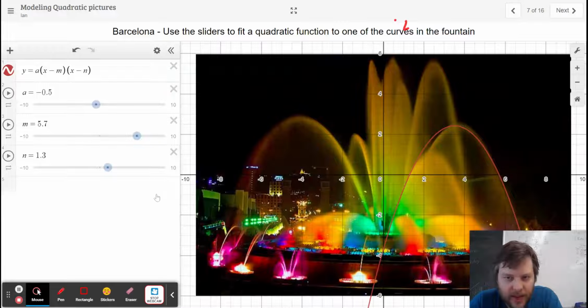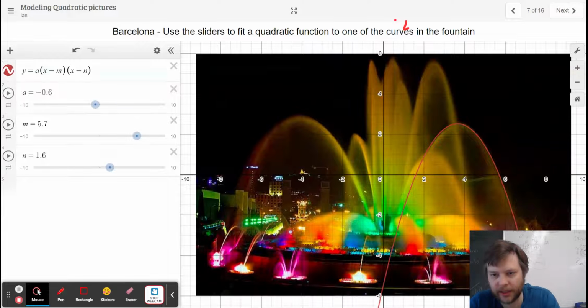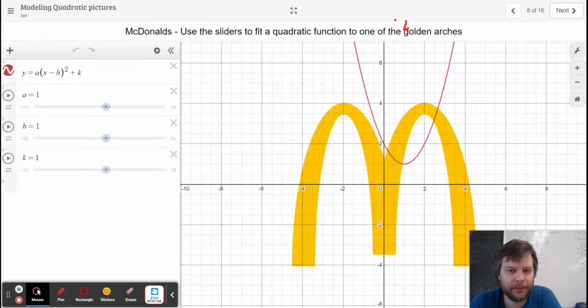Almost. I'm trying to get that one right there. I think I need to move this a little bit. It's kind of hard to see exactly with the different arcs. That looks pretty dang good. So obviously you'll get different equations depending on which arc of water you're trying to do. Notice as well that the a value is negative to make it a concave down curve. That was in factored form.